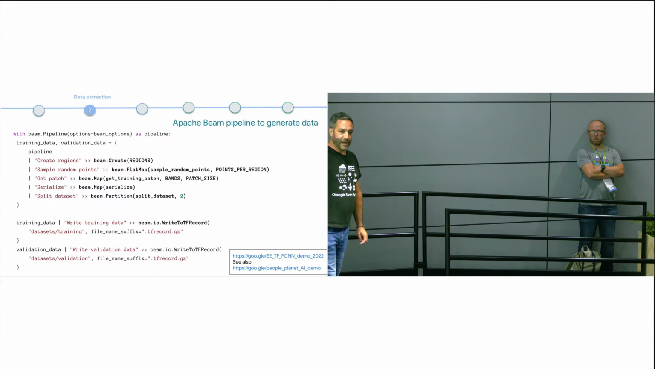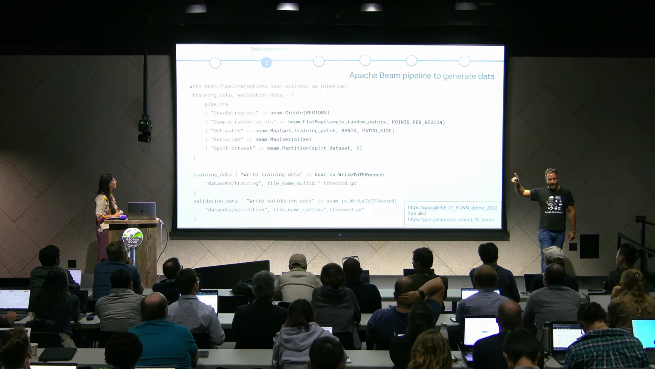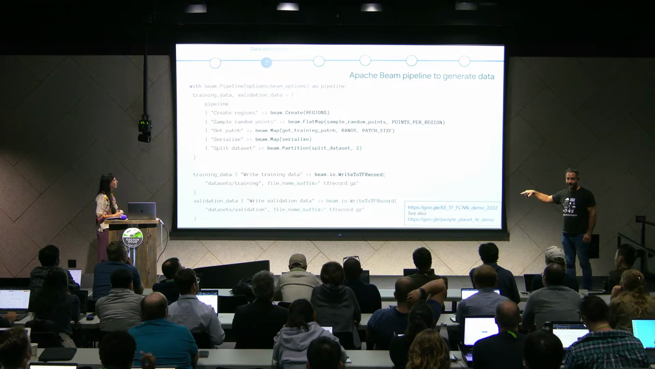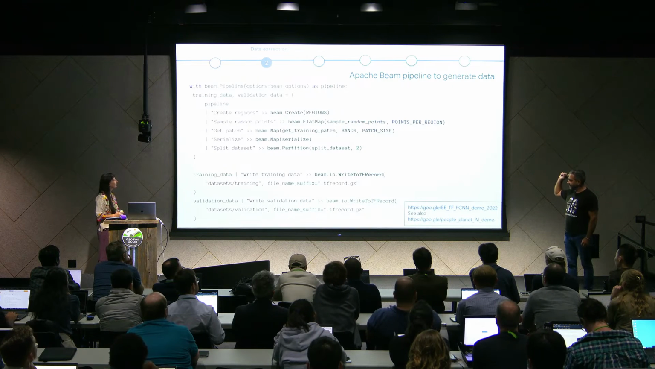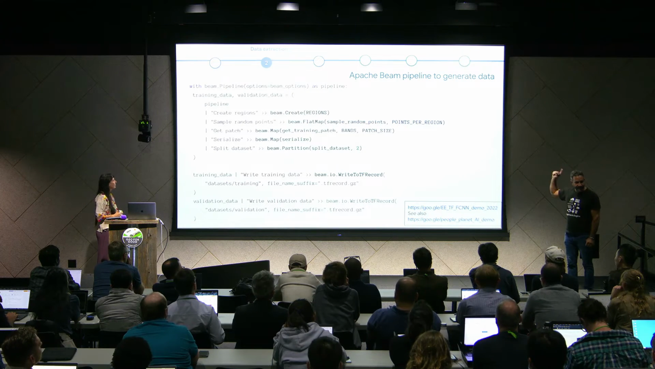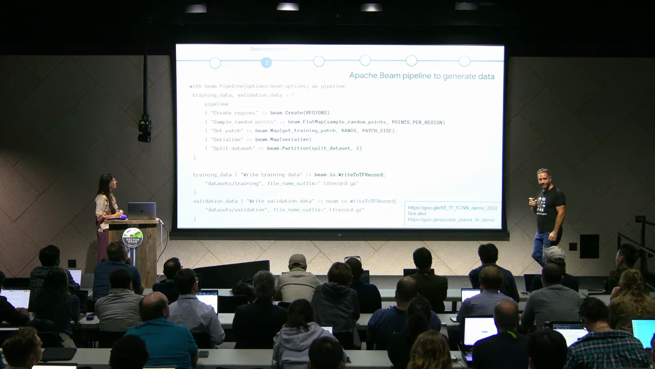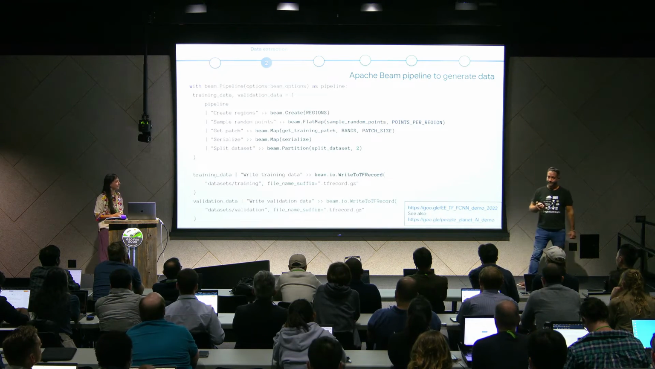So this pipeline is sampling all those polygons, grabbing a patch at each sample, serializing them, splitting the data set into 2 pieces, and writing it to TFRecord files. Okay, next.